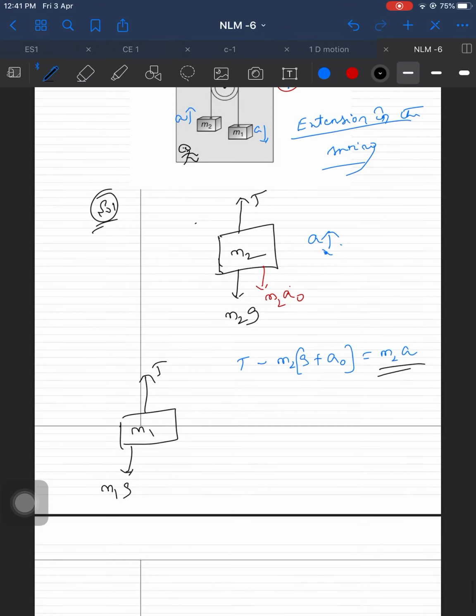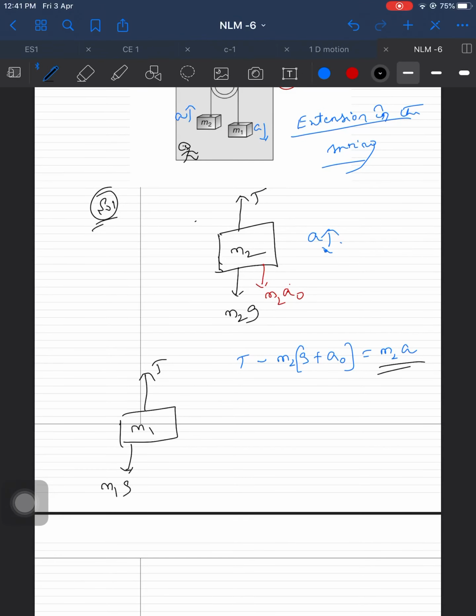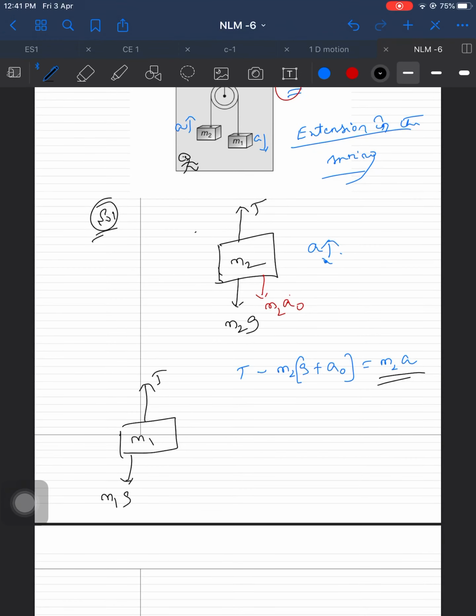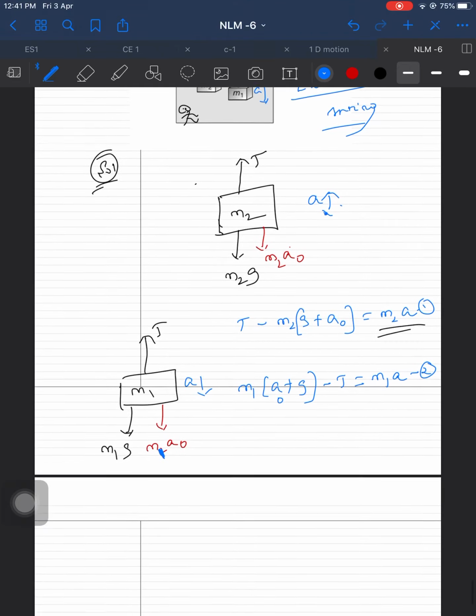It is A and T, and in which direction is it? Pseudo force. In which direction will the pseudo force act? It is acting in the downward direction. It is M1 into A naught. Acceleration is in the downward direction. Write the equation. M1 into A naught plus G minus T is equal to M1A, equation 1 and 2.